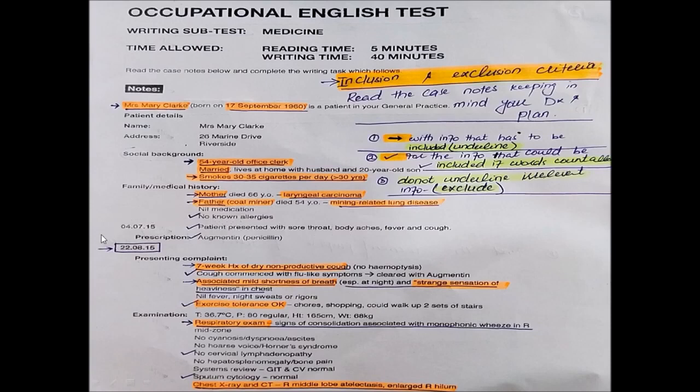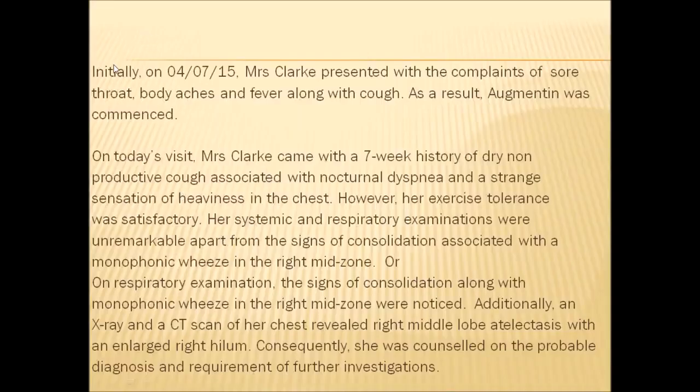So now we will start with the body of the letter, and we will put the visits of the patient in these paragraphs. So the very first visit was on the 4th of July 15, and what are the presenting complaints of the patient? Sore throat, body aches, fever and cough, and she was prescribed Augmentin. So let's move and see.